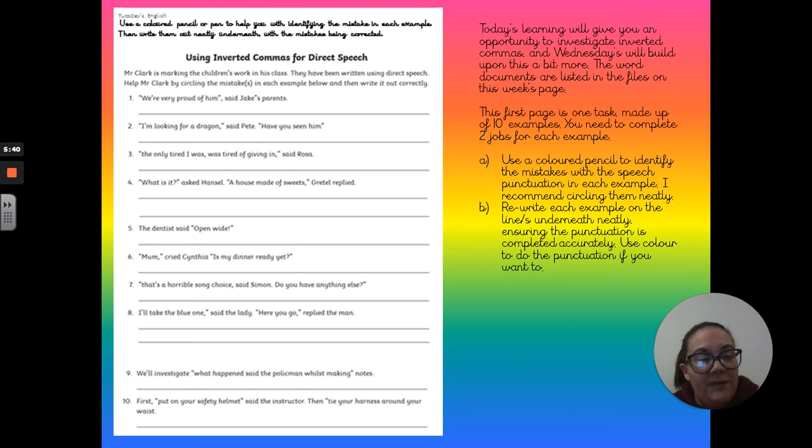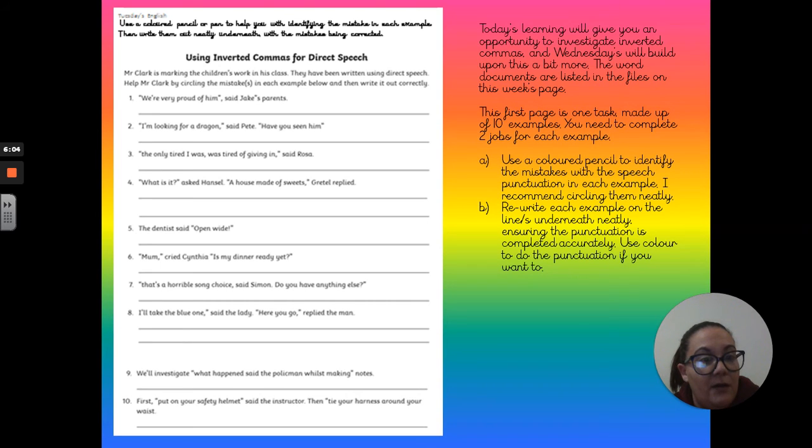You know my theory about yellow. Yellow's not really great at doing anything other than colouring in the sunshine. So don't use a really light colour. Use something that's going to be visible on the page and that you can see more importantly as well. So go through, and for each sentence, what I would like you to do is to circle where the errors are within that speech punctuation.